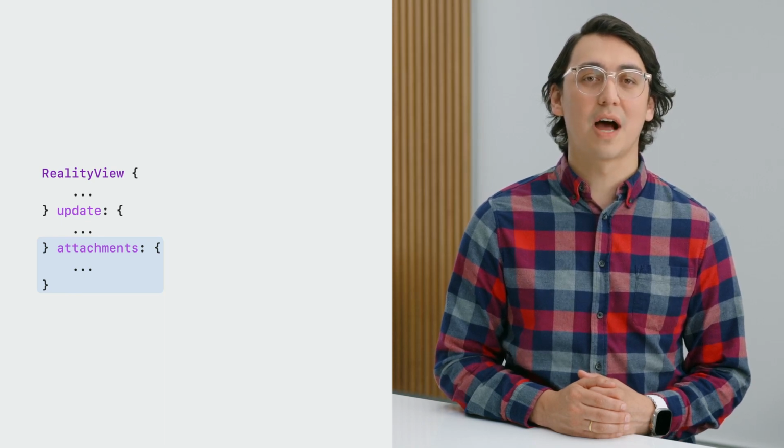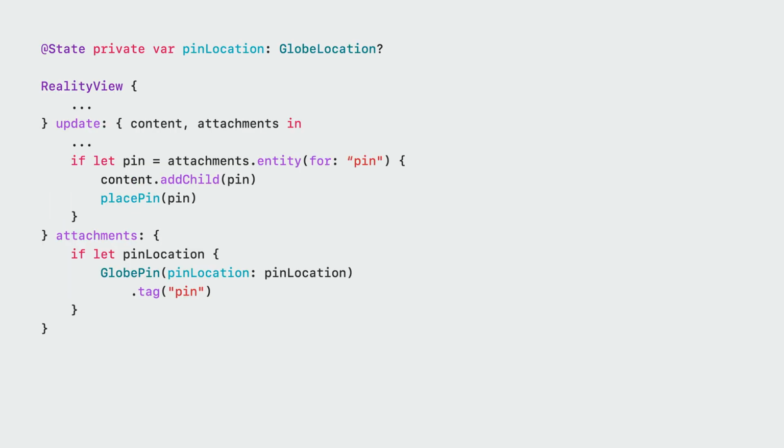And lastly, the attachments closure is where we add our SwiftUI views with a tag property that allows Reality View to translate our views into entities. Now, let's work through an example of how to use attachments with Reality View. Adding an attachment is as easy as putting your SwiftUI view inside the attachment closure of Reality View.